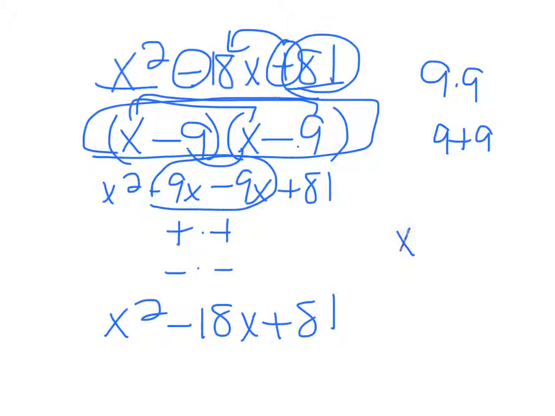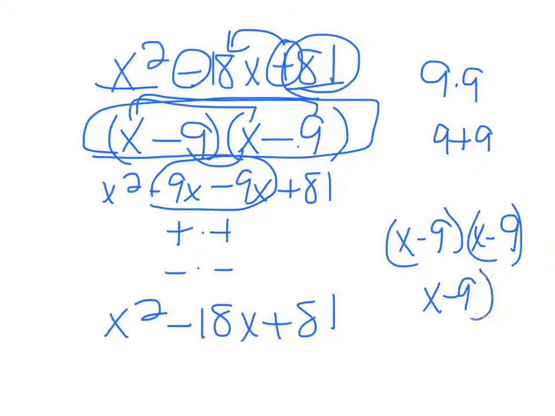You can write it like that, x minus 9 times x minus 9. Or you can just write it as x minus 9 quantity squared. You have to make sure you put it in a quantity if you're going to square it. That's all I have for today.